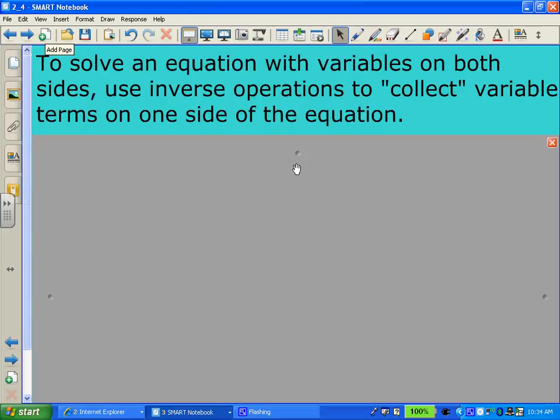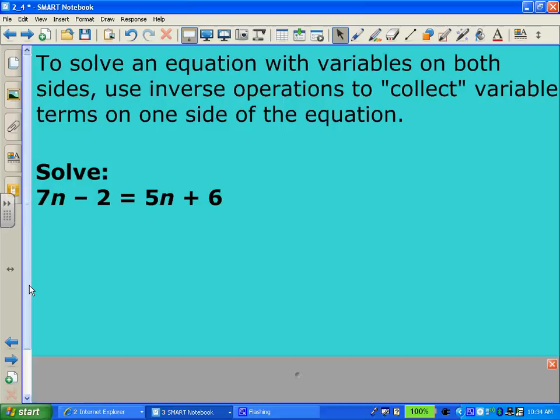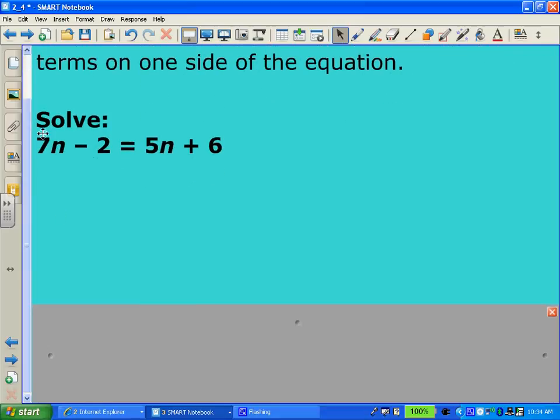Now when we have an equation with variables on both sides, the first thing we want to do, before we do the steps, all that good stuff, is get the variables together on one side of the equation. So here's our first example. As you can see, we have 7n on this side, and then we have 5n on this side. So before we can do anything, before we can ask the question, what's happening to our variable, we need to get our variables on the same side.